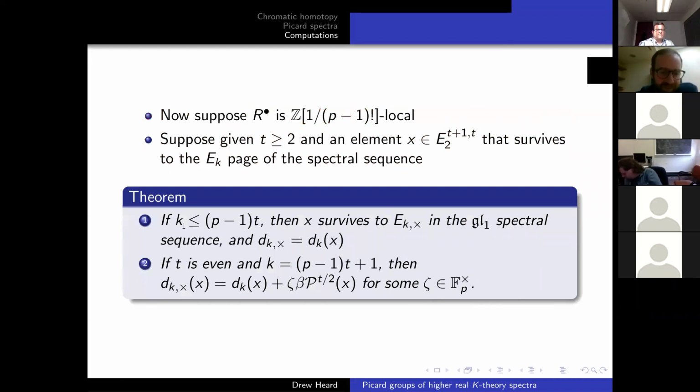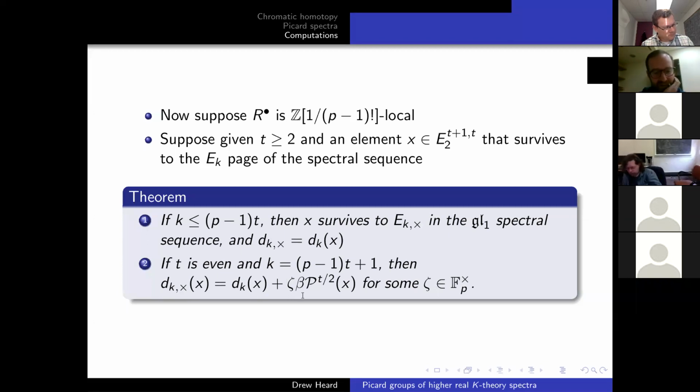So if K is less than or equal to this here, then this class, yeah, exactly. The differentials from the additive spectral sequence can be imported into the, now this is the GL1 spectral sequence. This is what this cross is for. But perhaps the more interesting thing is that if T is even, then this is the first differential that we can't import. We have this formula here. So it says that it's the same as the additive differential plus this little correction factor.